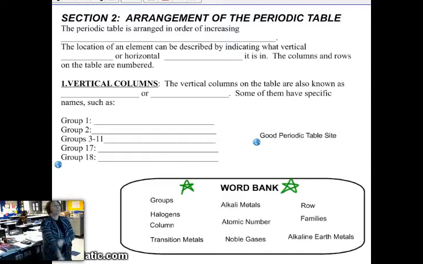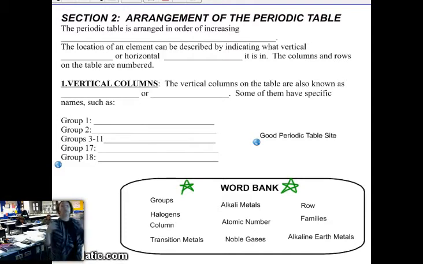Pretty straightforward. The way that the periodic table is arranged is in order of increasing atomic number. It did not used to be that way. It used to be arranged in order of increasing atomic mass, so from lightest to heaviest. In most places that's true, but there are a couple places where it's not in order of increasing atomic mass. So for tomorrow, on a sheet of paper, I want you to tell me at least one location on the periodic table where it's not arranged in order of increasing atomic mass. It goes in order now of increasing atomic number, okay?